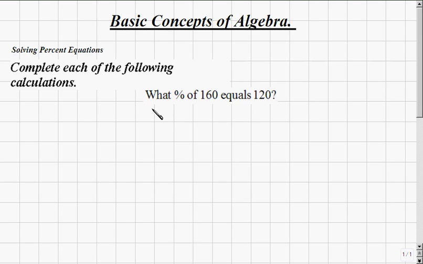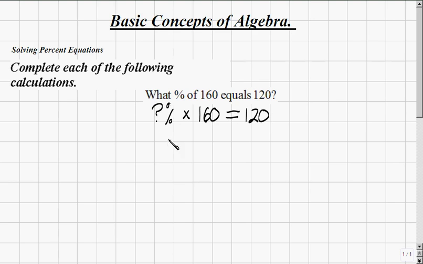We'll write a question mark for the word what and percent for what percent. The word of we'll write as multiply, and 160 is, of course, 160. The word equals we'll write with an equal sign, and the number 120 we'll write as 120. So our sentence interprets to the equation what percent multiplied by 160 equals 120.